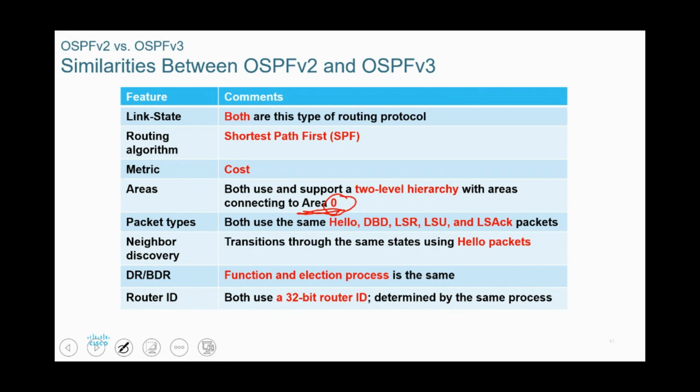And then they also have the DR and BDR elections, also the same. And the router ID, both use a 32-bit router ID determined by the same process. So these are all the similarities between OSPF version 2 and OSPF version 3. If you look here, not much different, right? Just that maybe one supports IPv4, another one supports IPv6.